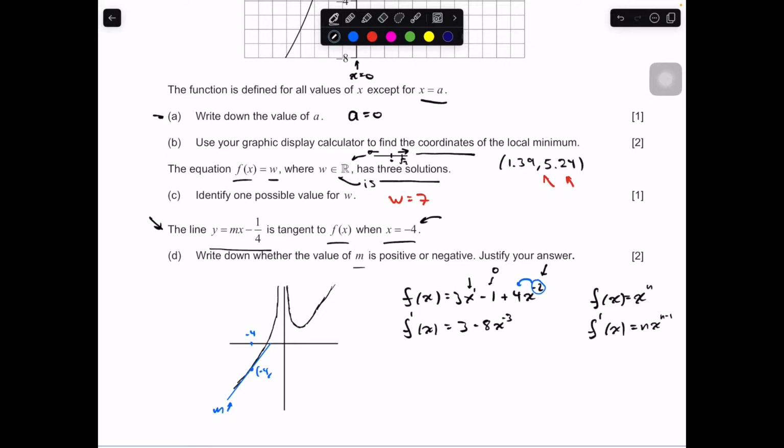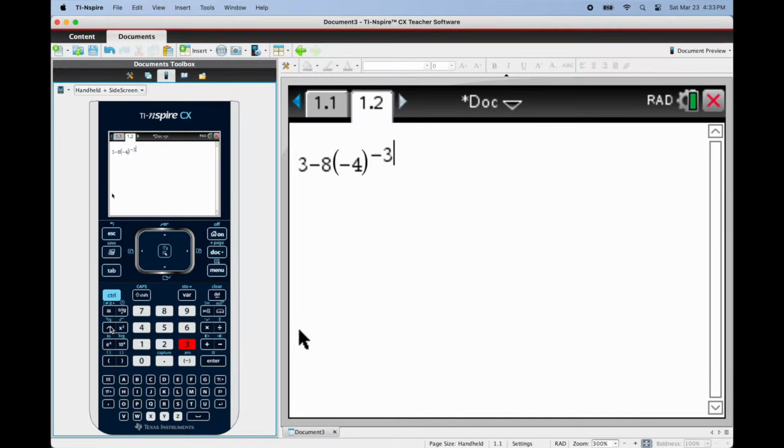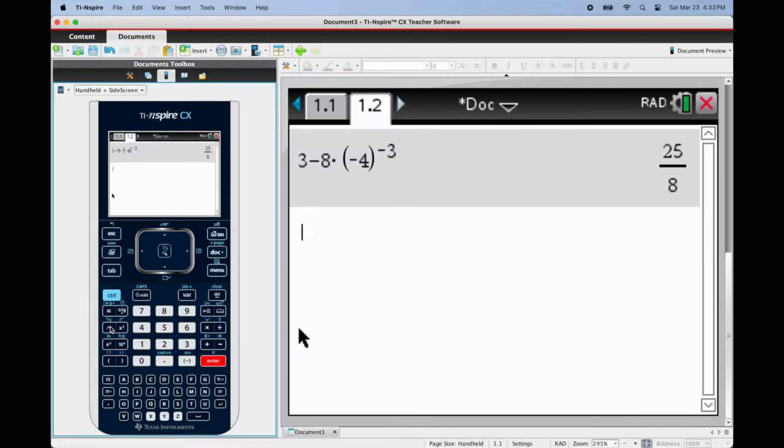Our derivative function is also something that allows us to find the slope at a given point. It's also called our gradient function. So we can find the value at -4. We're asking the question, okay, well, what is the slope when x is equal to -4? And we can put this into the calculator. Actually, that's what I'll do here. So we have 3 minus 8, and then we have -4, and we raise it to the power of -3. We find out that it's positive.